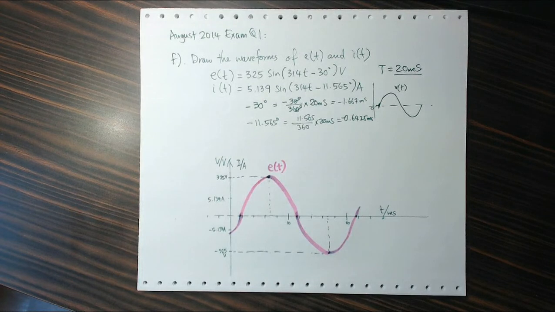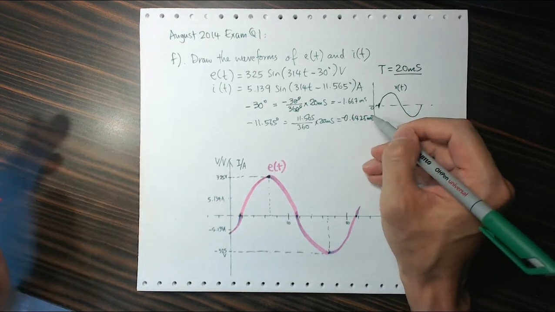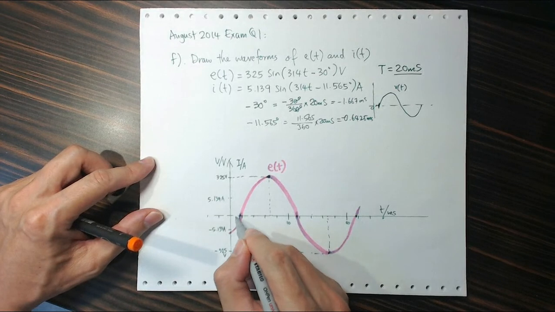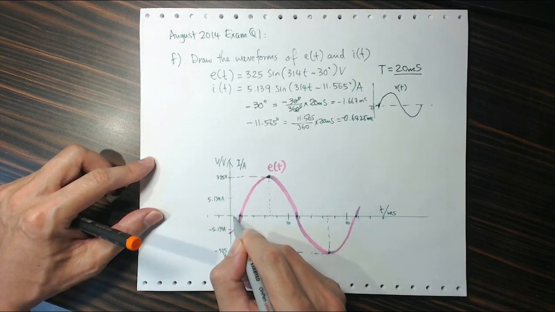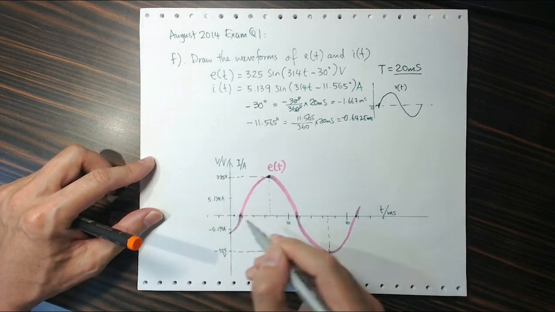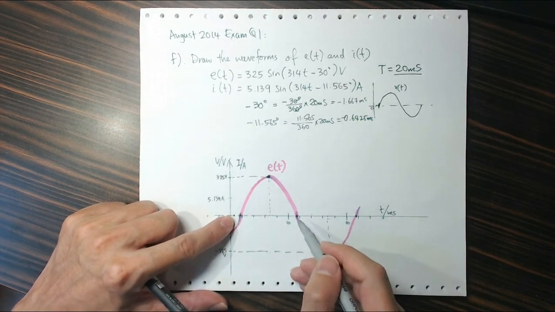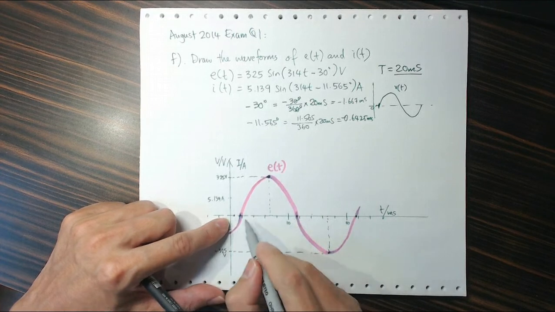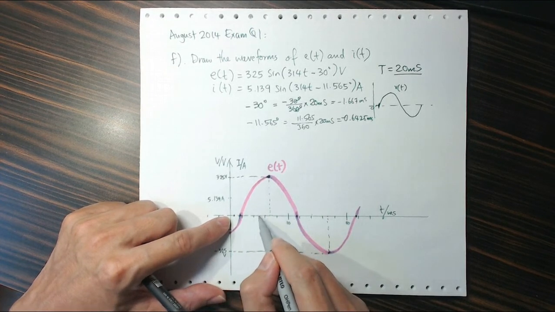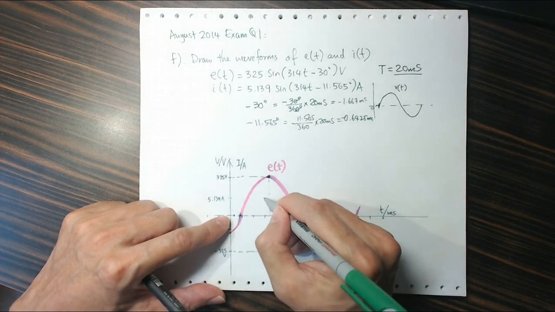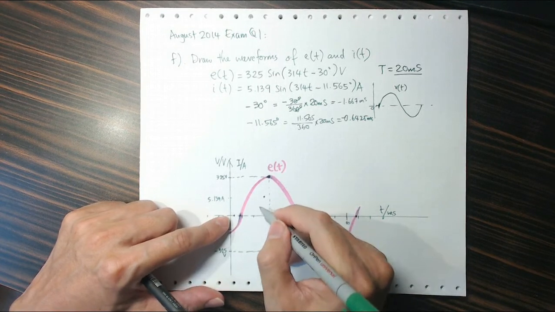Now we look at the current waveform. What happens now is it is just displaced back by about 0.64. So here is 1, so 0.64 is around here. This is where the current crossover is 0. The current crossover is at 0.6 something, so it is around here. Now it reaches a maximum around here.